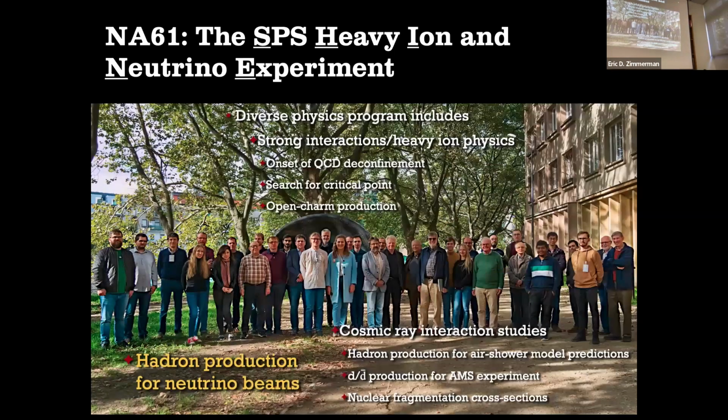Here's the collaboration at a recent meeting. It's a very diverse physics program in NA61 because it's not all or even primarily neutrino physics. There's a large strong interactions heavy ion physics program looking at the onset of QCD confinement, search for the critical point, and open charm production. That's a major current physics program at NA61. Also, cosmic ray interaction studies, including deuteron and anti-deuteron production in the galaxy, and nuclear fragmentation cross sections. We just took data a couple of weeks ago on nuclear fragmentation. And finally, hadron production for neutrino beams.